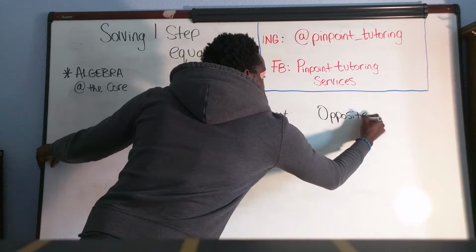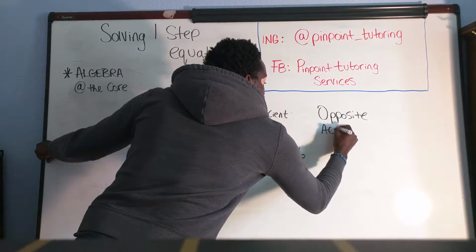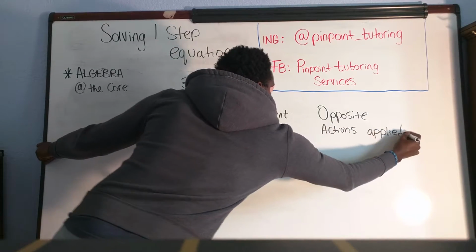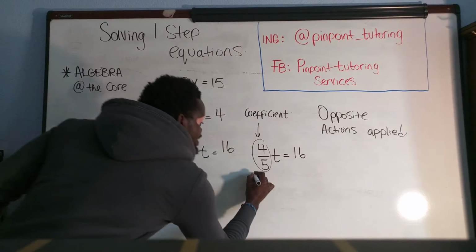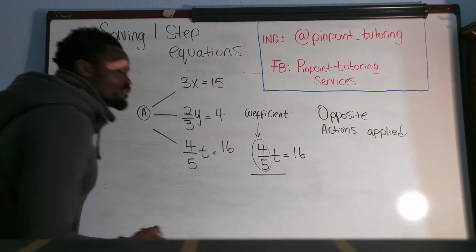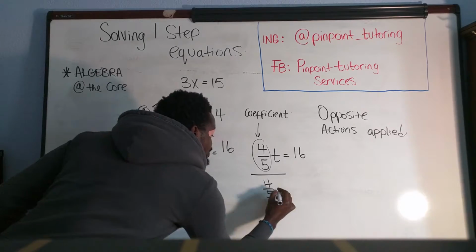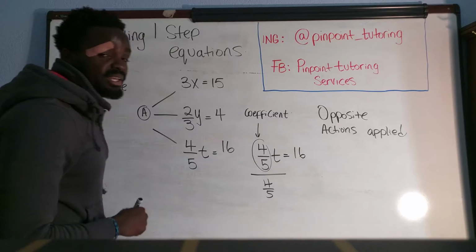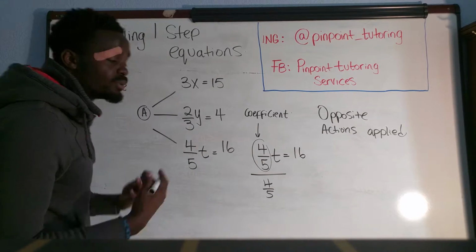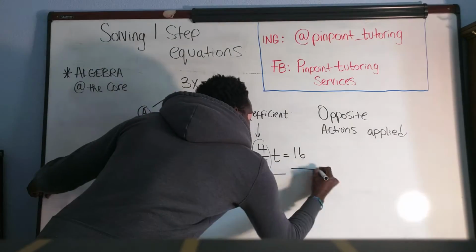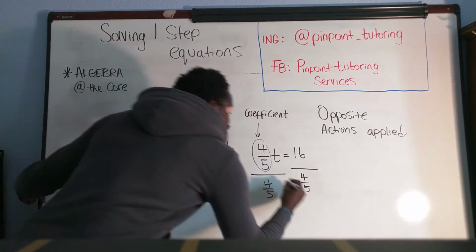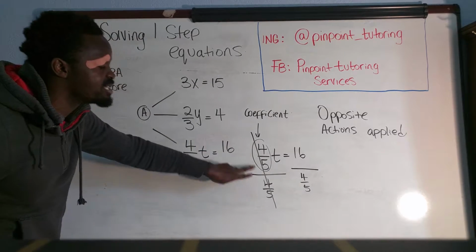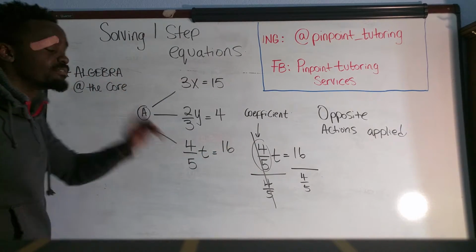Go back and see me do this in the previous 2 videos. Opposite actions applied. And in this case, we have 4/5 multiplying t, so we're going to divide by what? The exact same coefficient number itself. 4 divided by 5, 4/5. So since I do it to one side of the equation, I have to do it on the other side. That's how we keep the equation balanced. Otherwise, we're wrong. So we divide both sides by 4/5, and this will always cancel to be 1. The reason why we're dividing by that coefficient is because any number divided by itself is always 1.